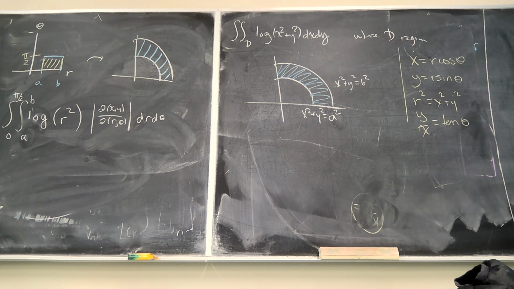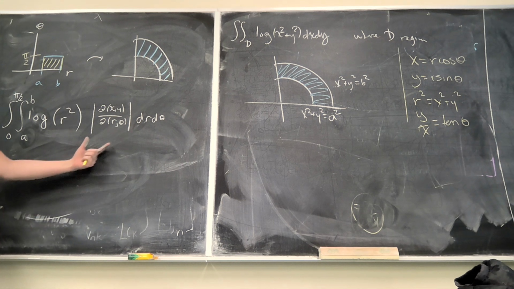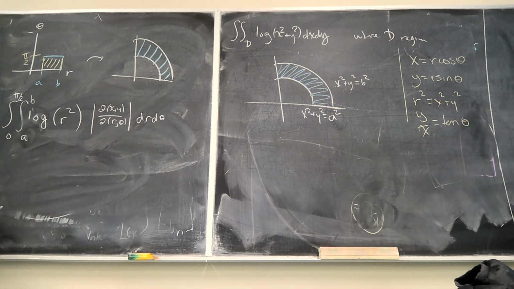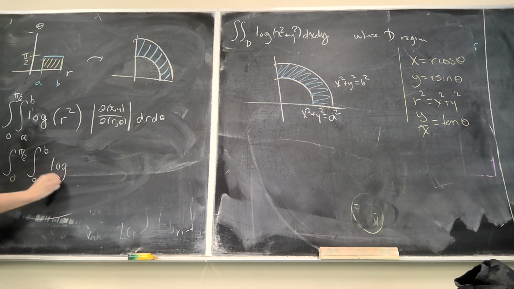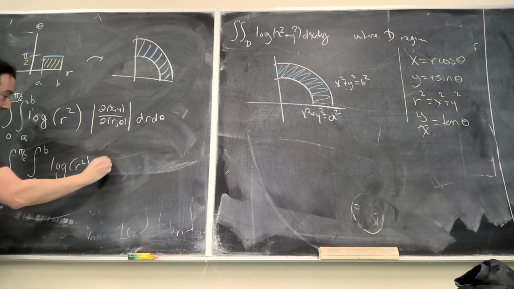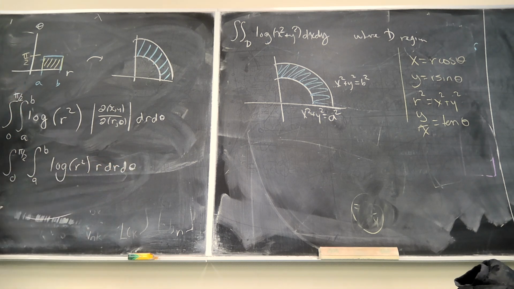Okay, so if you were being fully pedantic, you would then go over here and compute this Jacobian determinant. It's perhaps unsurprising that it's equal to r, since we've already done that. And you would get the integral from 0 to pi over 2 of the integral from a to b of the log of r squared times r dr d theta. And of course, that's going to be a u substitution. I hope everybody remembers how to integrate the log.